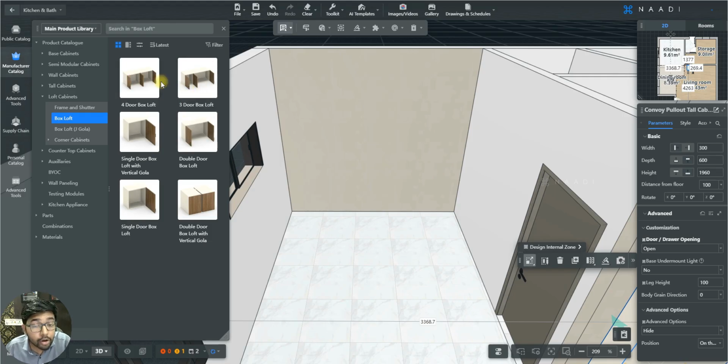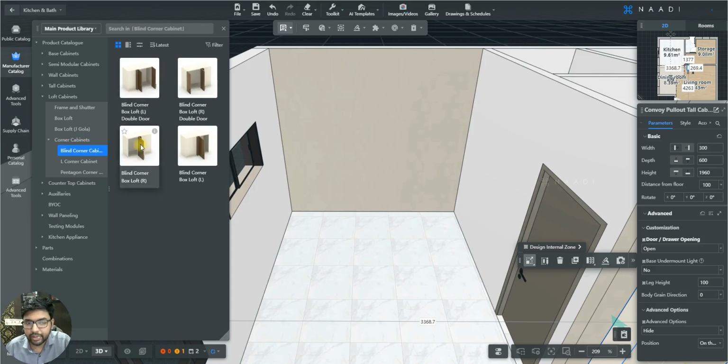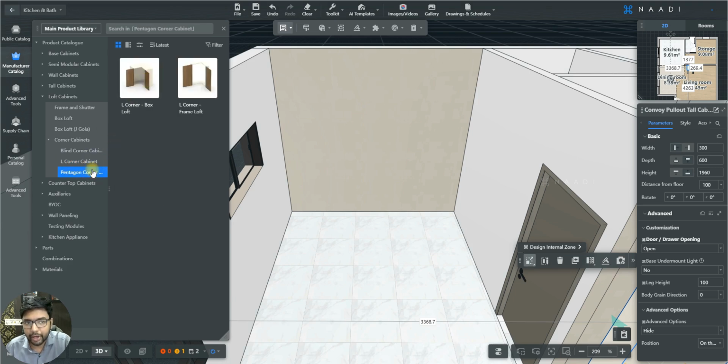And if you are looking for a corner loft cabinet, then you can click on this corner cabinet subcategory under loft. Now can you see you have 3 types of corner for your loft: your blind corner, left and right, single door and double door, your L corner, and your pentagon corner. And you will notice only your L corner has both the box loft and the frame and shutter option, which is not available for your blind corner and pentagon corner. That's because of the cabinet nature. So this cumulatively forms your 4th type of kitchen cabinet, which is your loft cabinet.